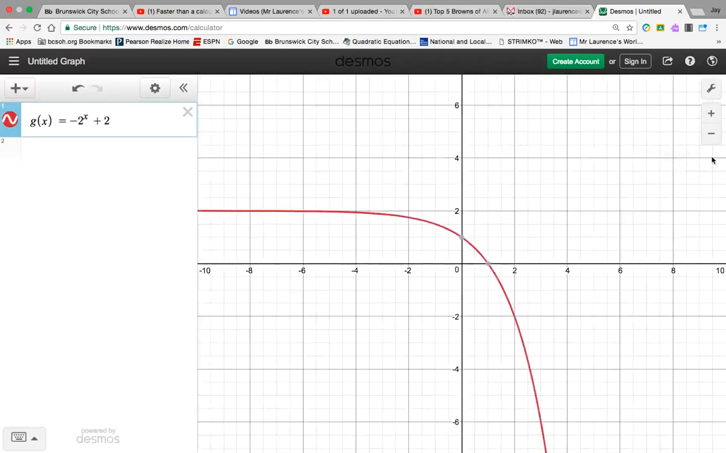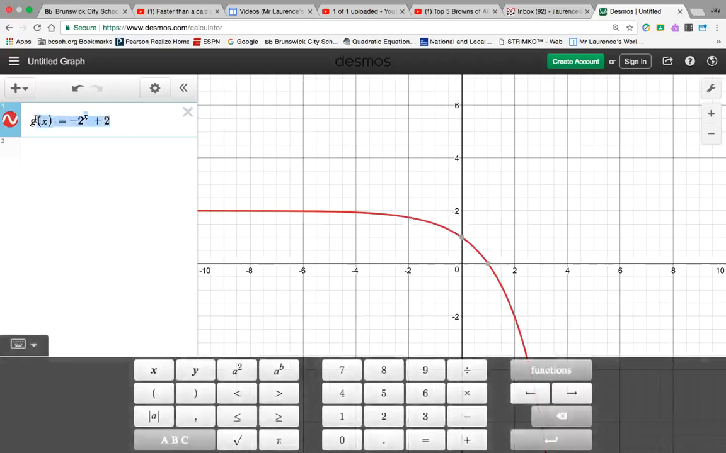All right, going back to home. Domain would be all real numbers. The range would be all real numbers such that g of x is less than 2. Not equal to 2, less than 2. Okay? All right, so let's try a different animal now.